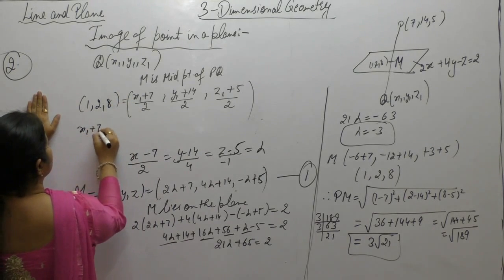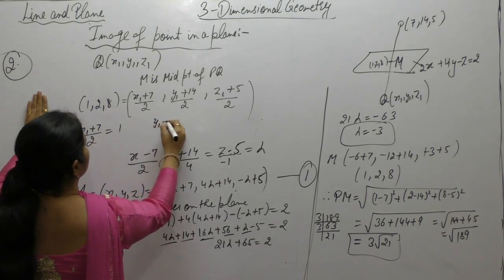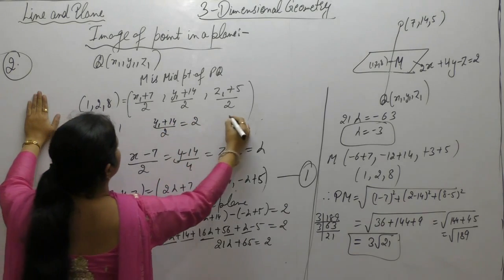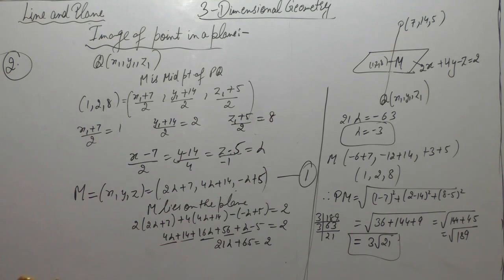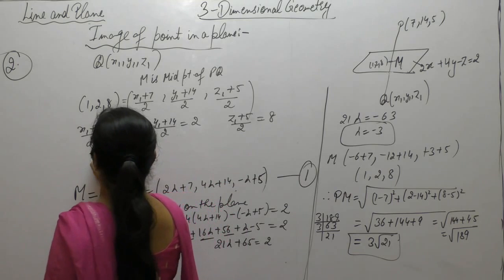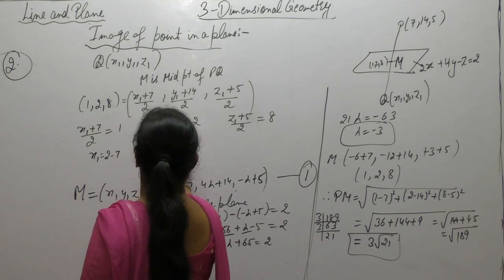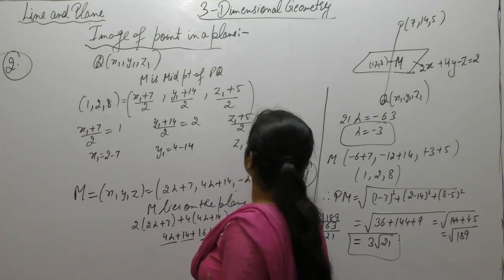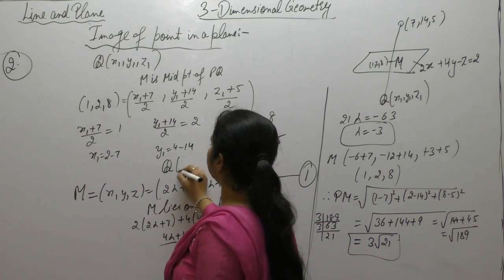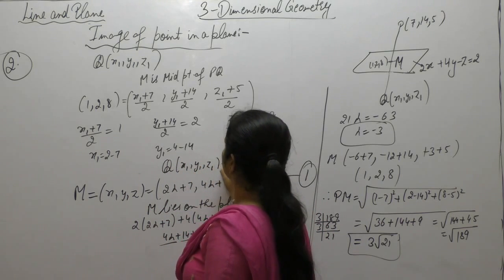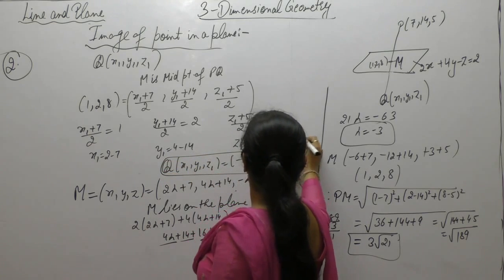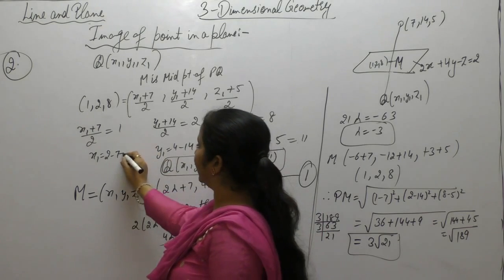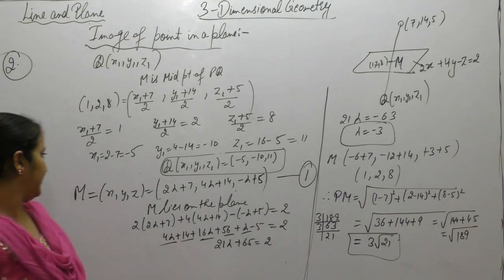So (x1 plus 7) by 2 is equal to 1, (y1 plus 14) by 2 is equal to 2, (z1 plus 5) by 2 is equal to 8. So we get x1 as 2 minus 7, y1 as 4 minus 14, z1 as 16 minus 5. So coordinates of Q will be minus 5, minus 10 and 11.